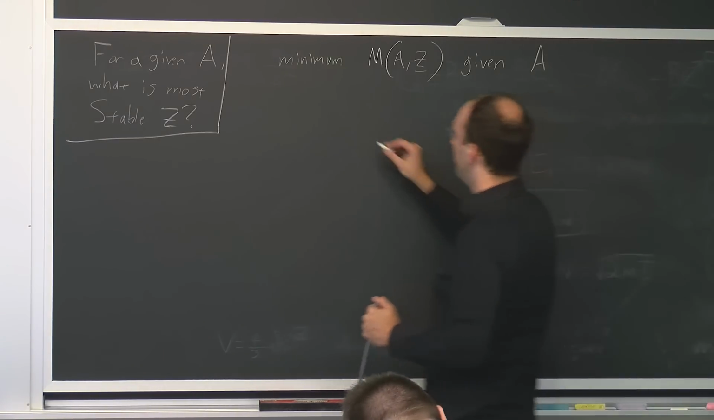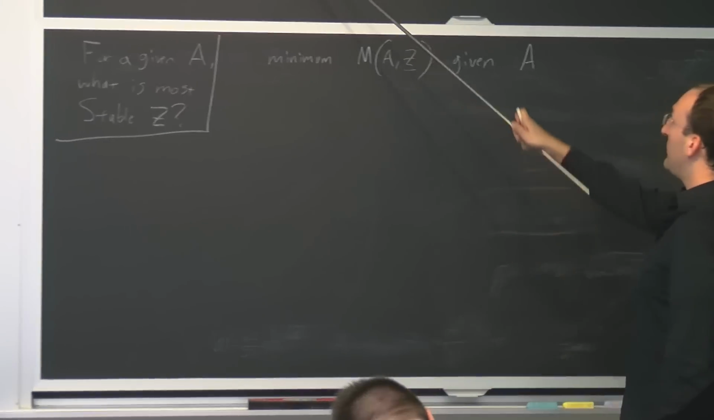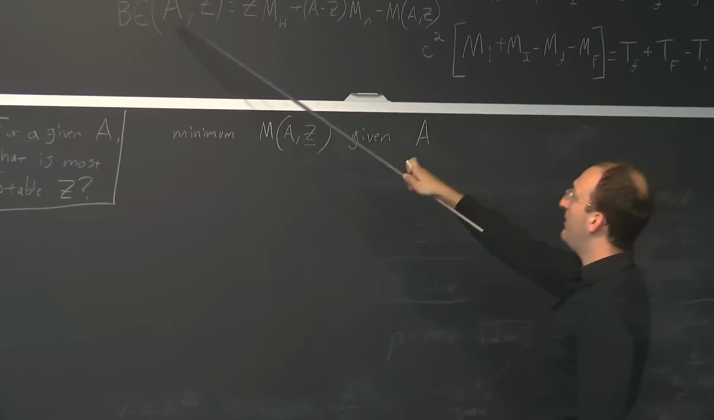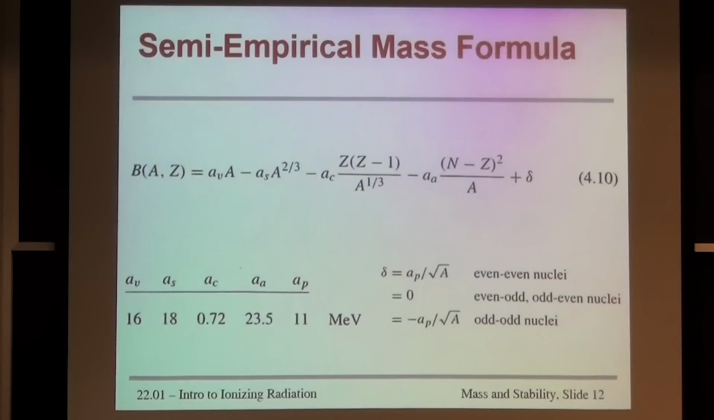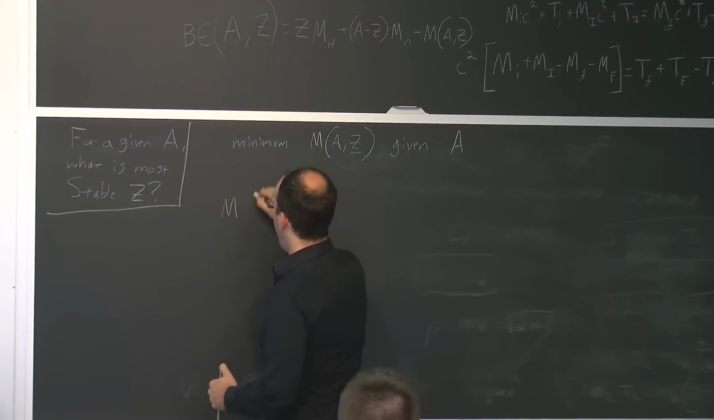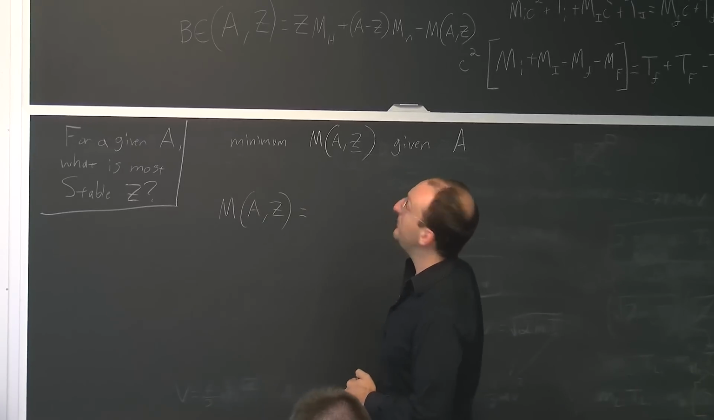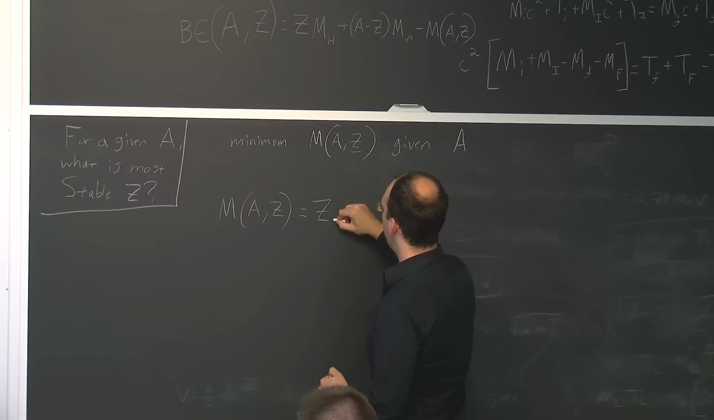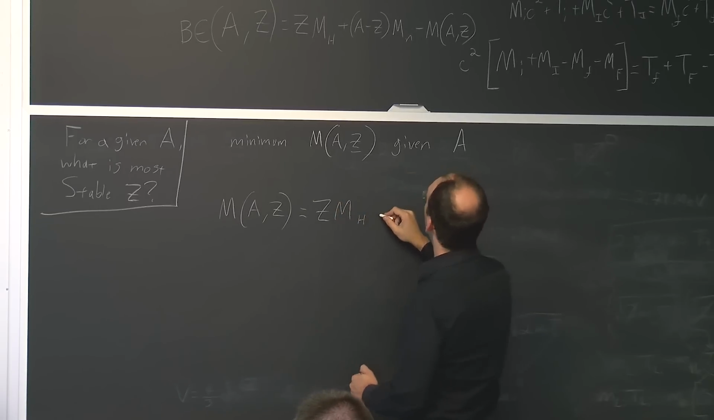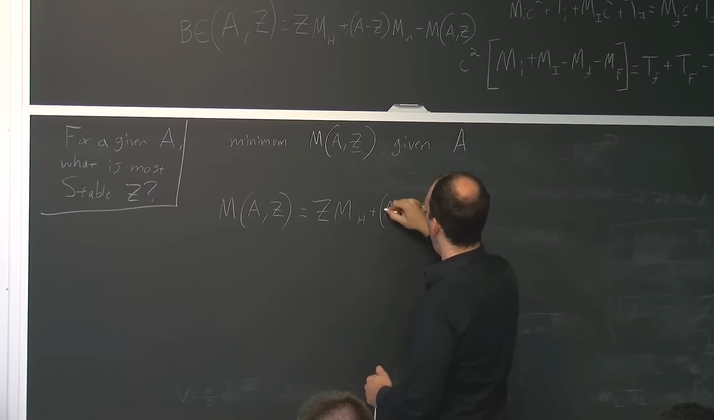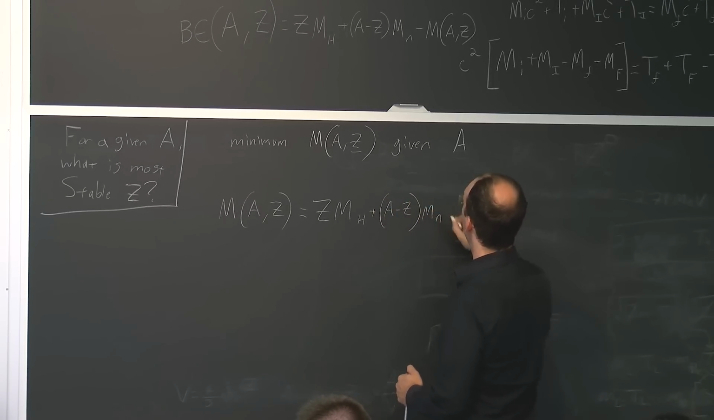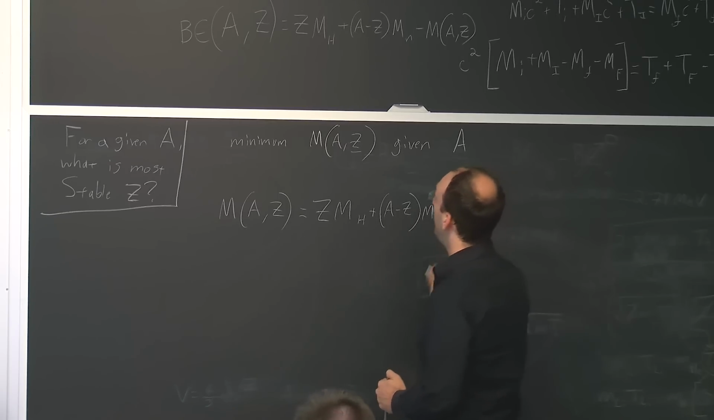So let's start writing this out. First of all, we can use one of the two equations we already have up here, a relation between the mass and the binding energy. The second one, well, we have it right here. So let's substitute in our binding energy equation and express it in terms of mass. So let's say our mass of a nucleus A and Z is equal to Z times the mass of hydrogen plus A minus Z times the mass of a neutron minus the binding energy.